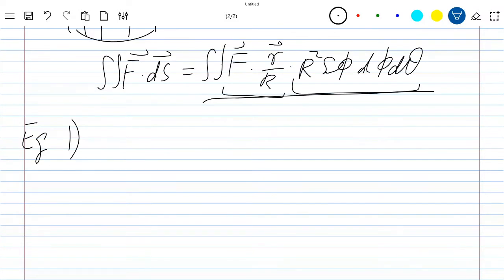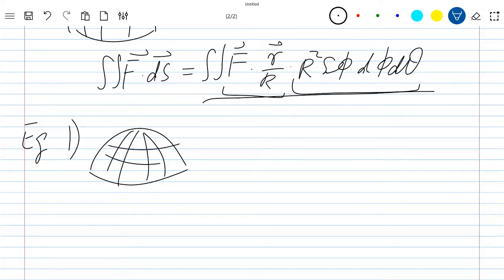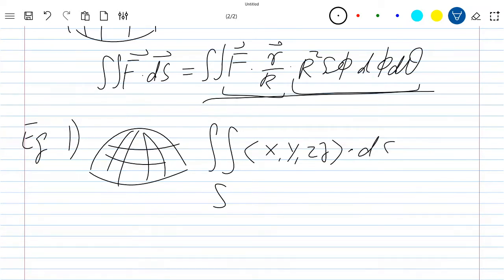The first one is a sphere, part of a sphere. So let's integrate over just the upper hemisphere, and so this is S, this is F, and then let's see what F is. F is (x, y, 2z). You do it, and this dS is chosen to be outward.